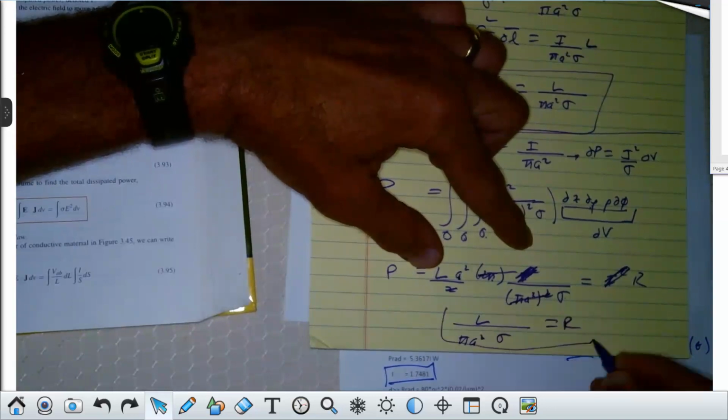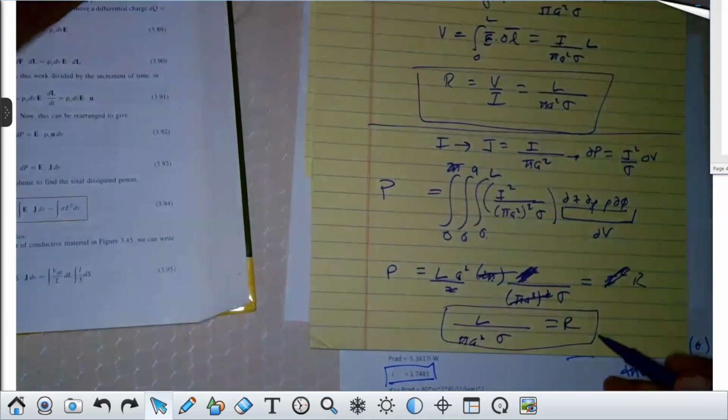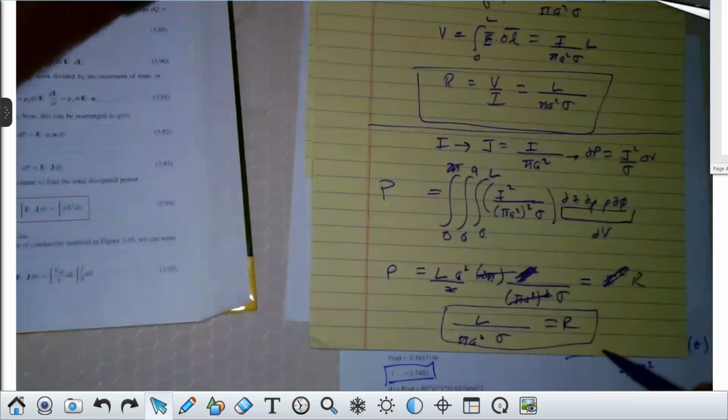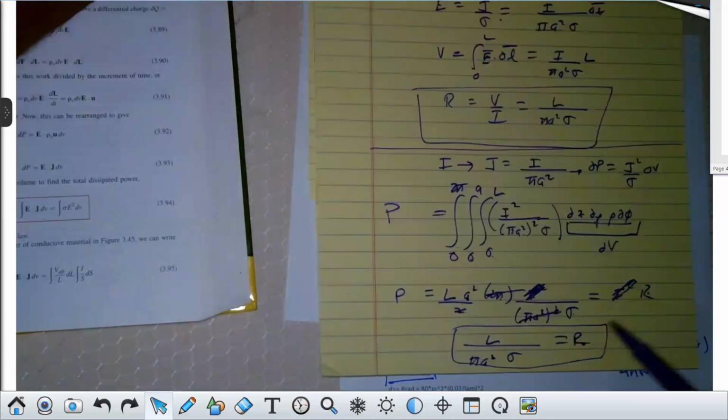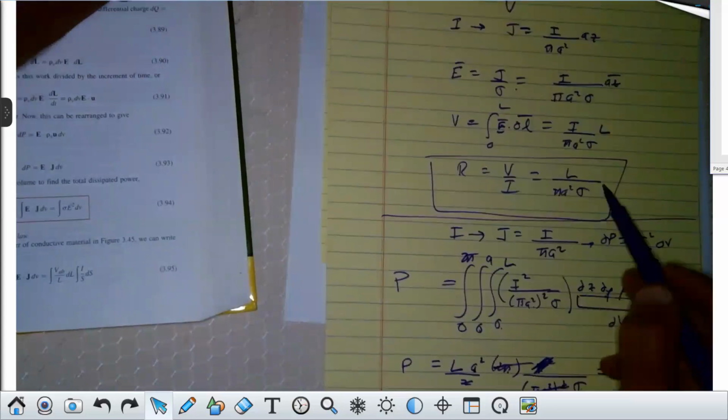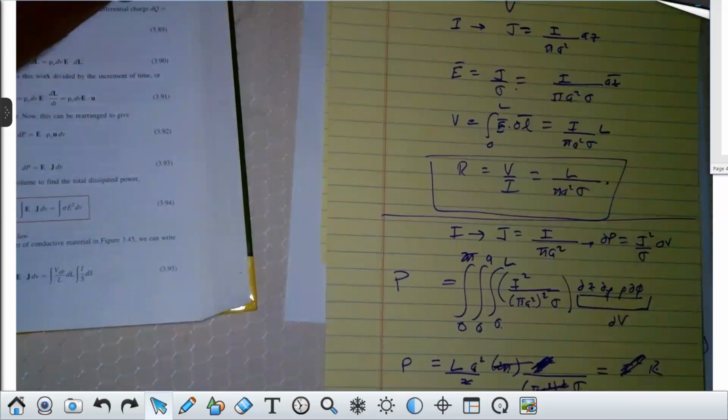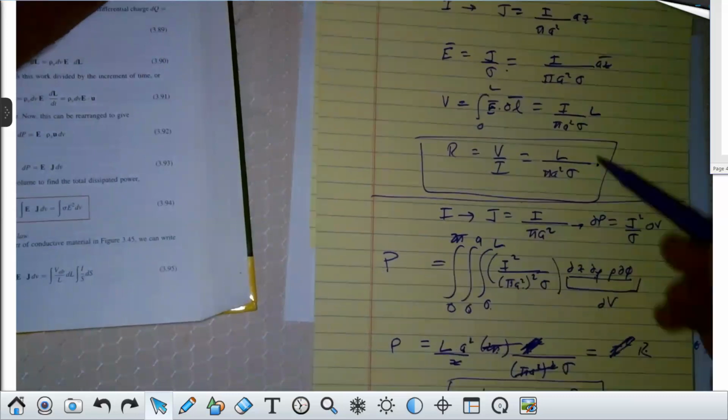And lo and behold, that resistance right here, which we got by calculating first the power dissipated, the differential power dissipated, and then integrating that over the entire volume to get the total power dissipated, and setting the total power dissipated equal to I squared R, is the same as the resistance we got by assuming I, then J, then E, then V. So either one will get you the same resistance.